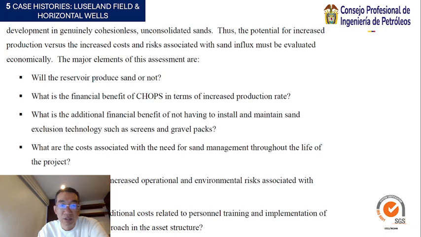What are the costs associated with the need for sand management throughout the life of the project? What is the cost of the increased operational and environmental risk associated with sand ingress? Are there substantial additional costs related to personnel training and implementation of the asset management approach in the asset structure?